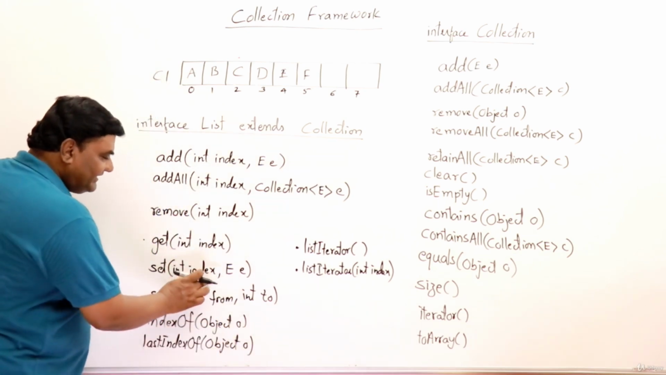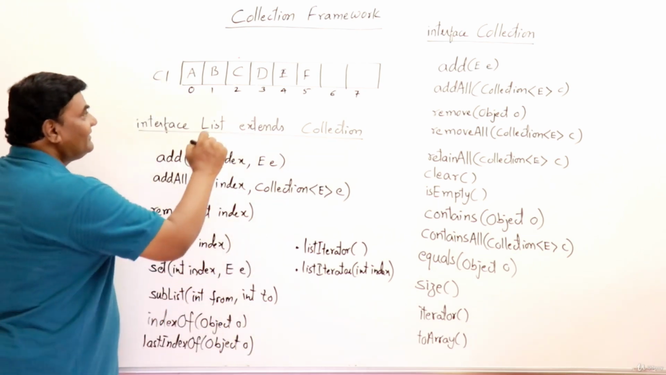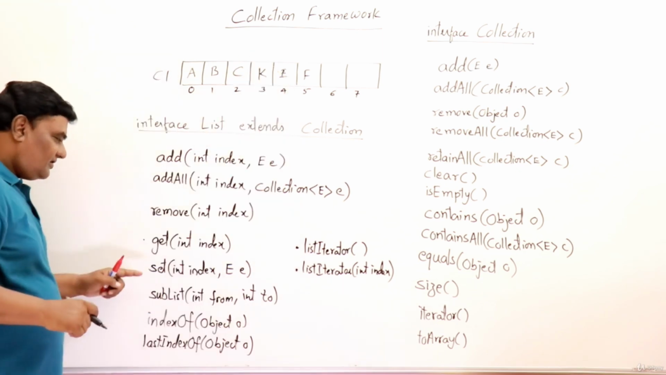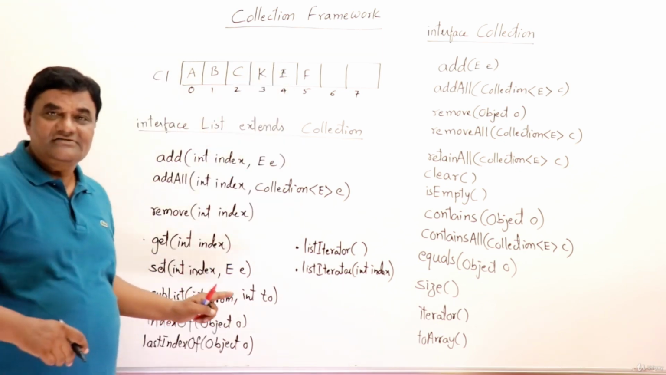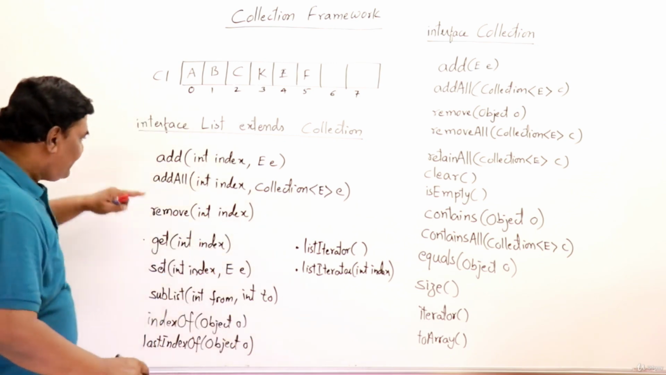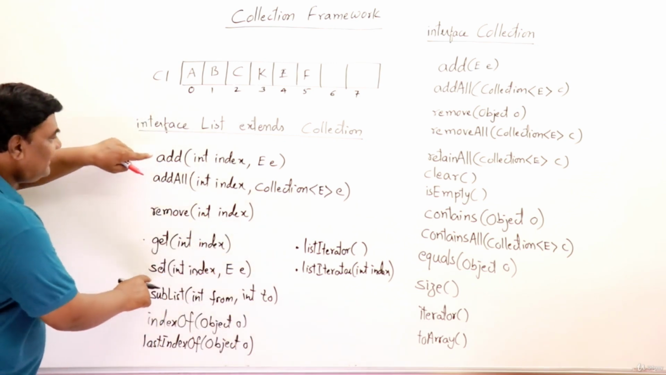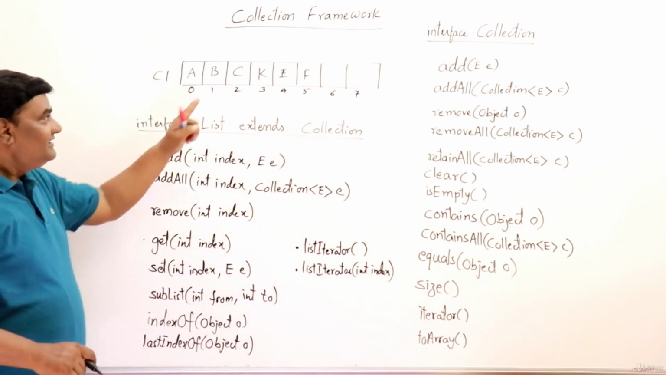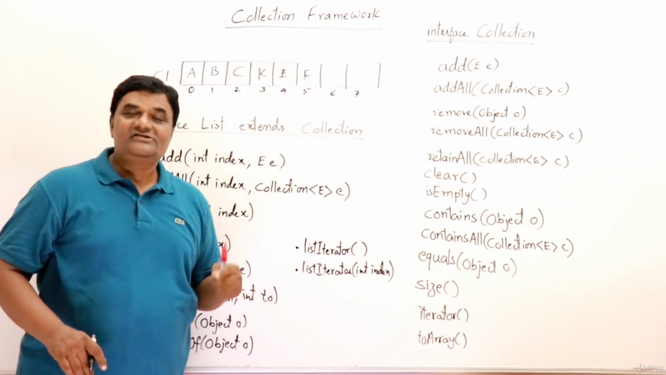So set at index 3, new letter k. So 3 is this one, so this will be changed to k. So you can change the object at a given index. So this is set. There is a difference between add and set. Add will insert an element by making a free space. Set will change that object or change that element.